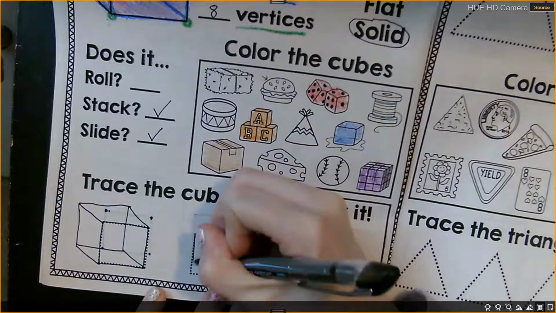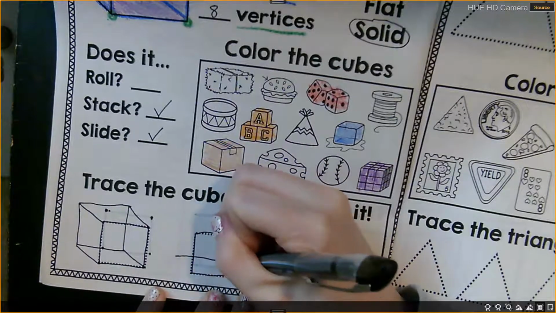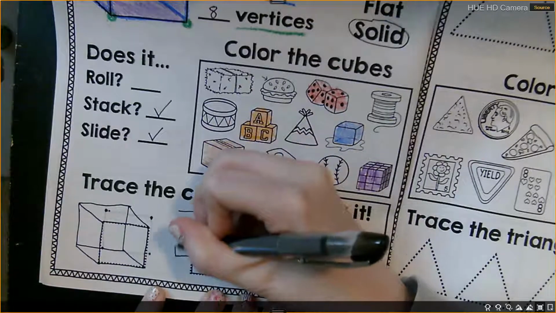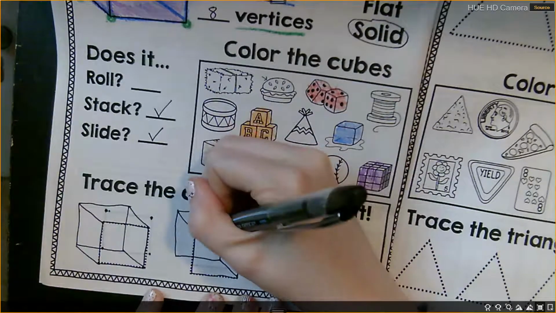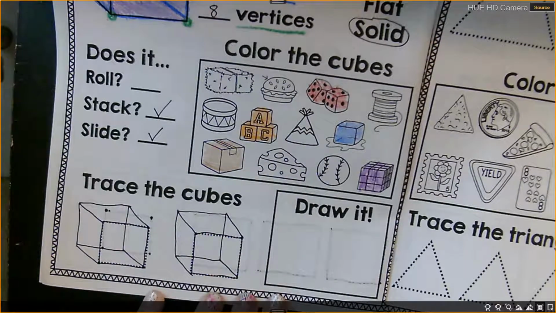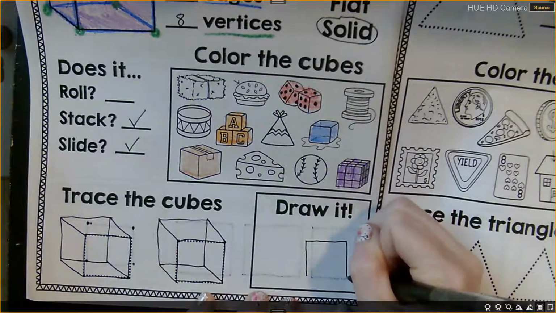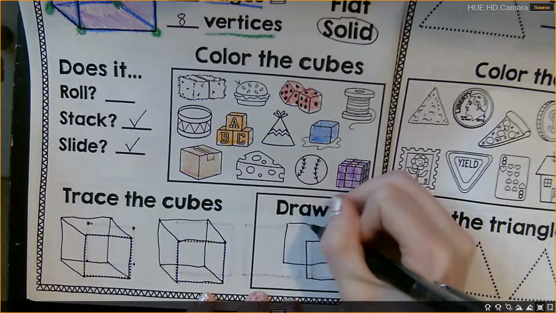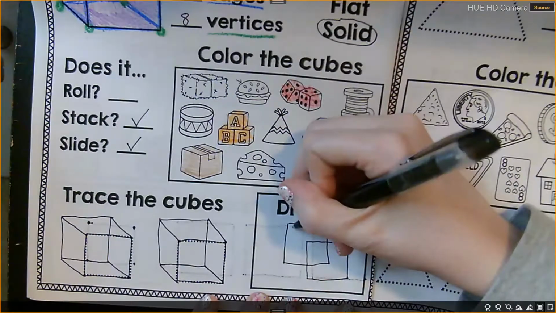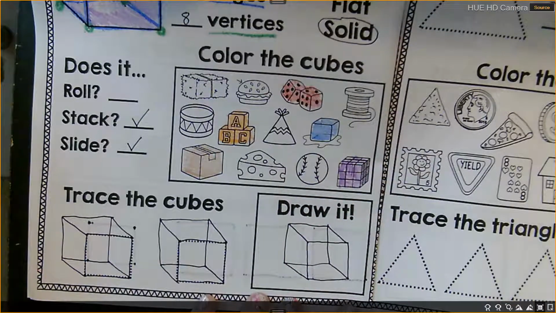Okay, so I'll trace this box again. Then I draw a square, kind of go towards the middle there. Then another square. I do this vertice to this vertice, this vertice to this vertice, and then this vertice. And I make a cube. Let me try to draw one on my own now. I'm gonna draw a square. Then I'm going to draw another square inside of that one. Okay, and then I'm going to attach the lines. This vertice, this vertice, this vertice, and this vertice. I drew a cube, a 3D cube.